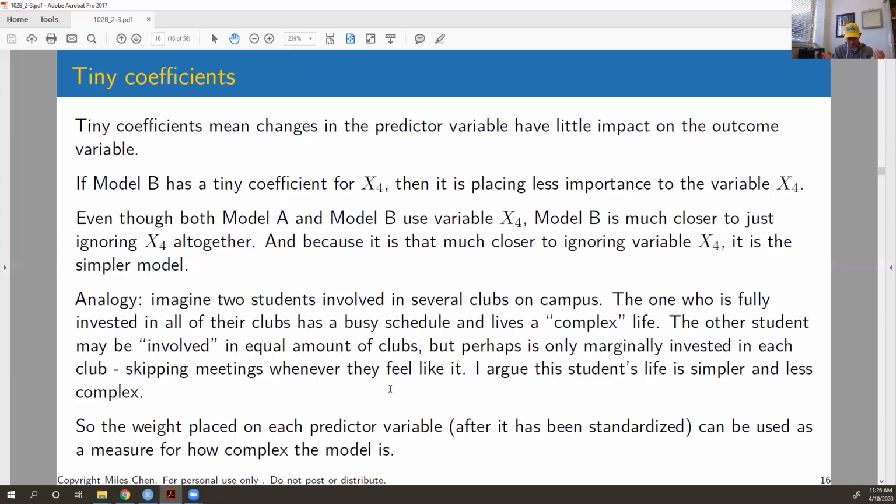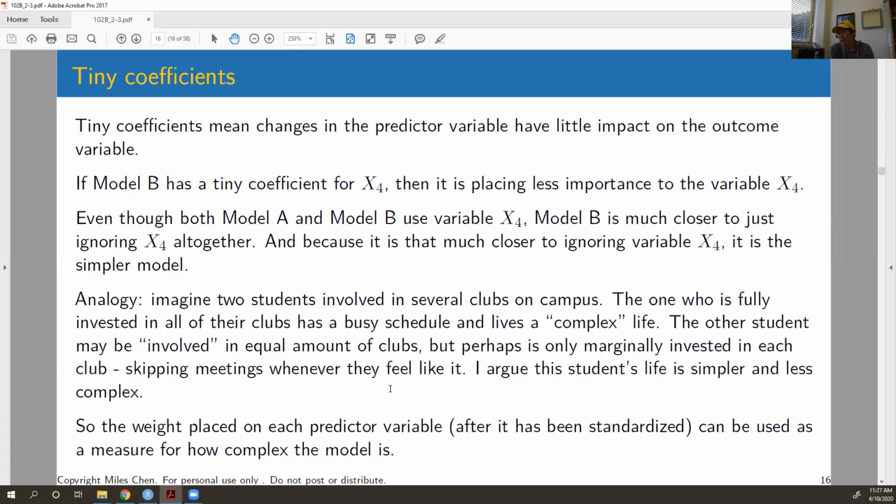One of the students is fully invested in all 4 clubs, has a busy schedule, and we would say their life is complicated, has a complex life. The other student might be involved, but only marginally so. So maybe also involved in 4 clubs, but is only marginally invested in each club. This student skips a club meeting whenever they feel like it, doesn't sign up for any extra responsibilities. I would say, even though this student is still involved in 4 different clubs, this student has the simpler life. Is less complex.